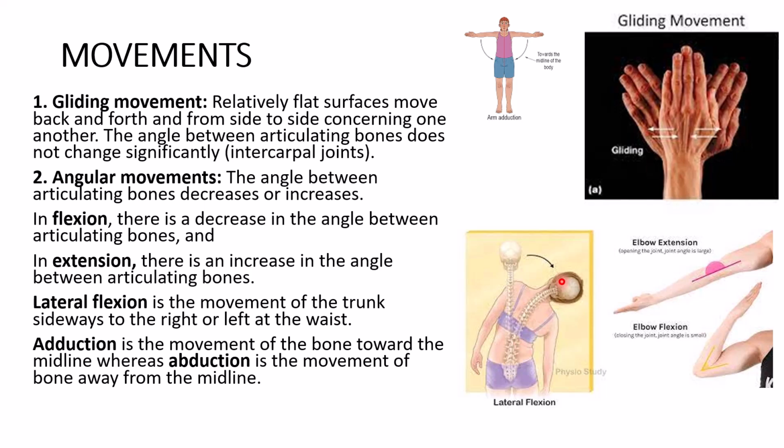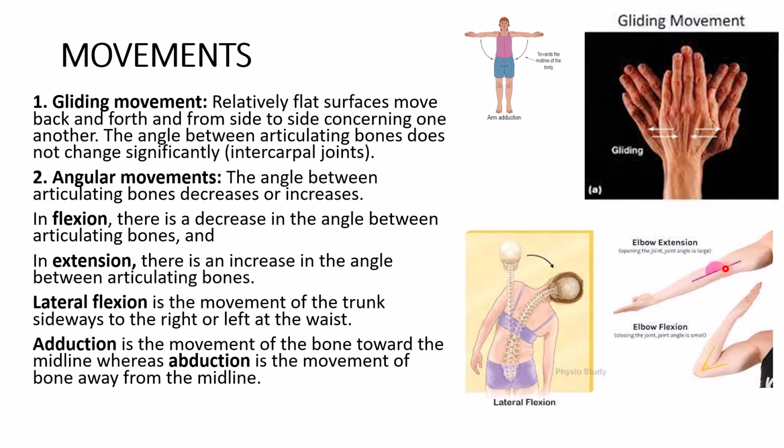But second one, when there is the change of angle, that is called as the angular movement. There are many types of the angular movement. Number one, when the angle between the articulating bone may be decreasing or increasing, that is angular movement. So number one, flexion. What is flexion? When there is a decrease in the angle between the articulating bone. For example, you can see in this diagram, if we make our arm straight, okay, that was the extension. See here, this was extension.